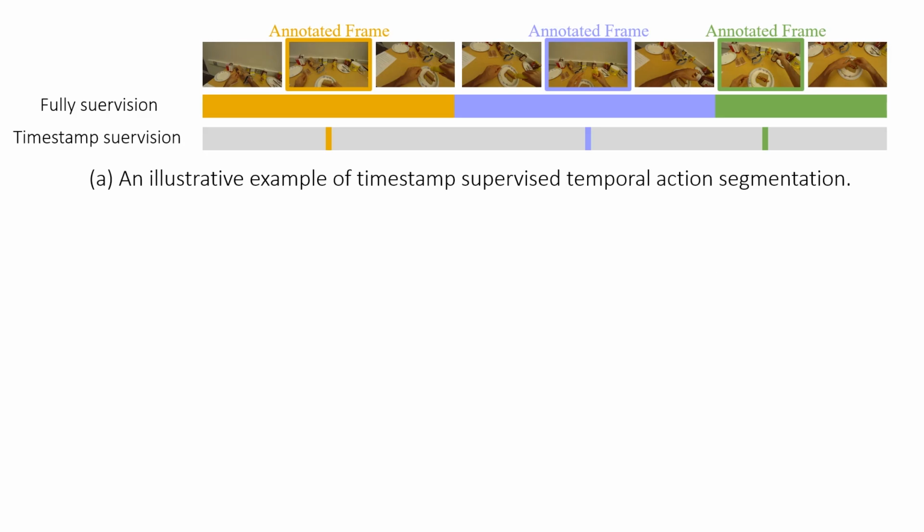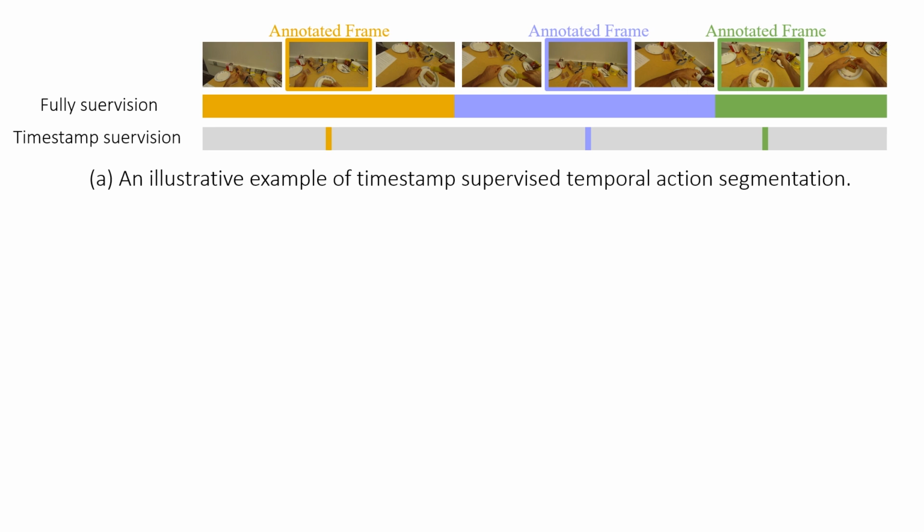Temporal action segmentation is a task that aims to segment and recognize actions in untrimmed videos. For example, in this video of salad preparation, we want to identify different actions such as cutting tomatoes, peeling cucumbers, and mixing ingredients.